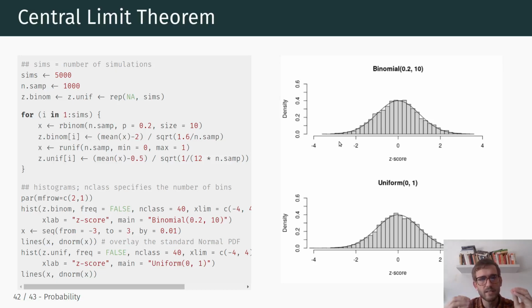And that's the big distinction. And I know it's hard to wrap your head around what is going on here between the sampling distribution and the underlying distribution of the random variable, but that's the key distinction.